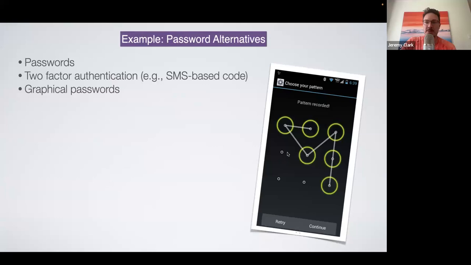Generally, the usability was better. Your ability to remember the password was better if it was graphical, as opposed to just random text. But they really didn't catch on, with the exception, I guess, of Android. And the reason Android does it doesn't have anything to do with how easy it is to memorize. It has to do with how easy it is to type, right? Typing a password is kind of hard, and a swipe is just really fast.